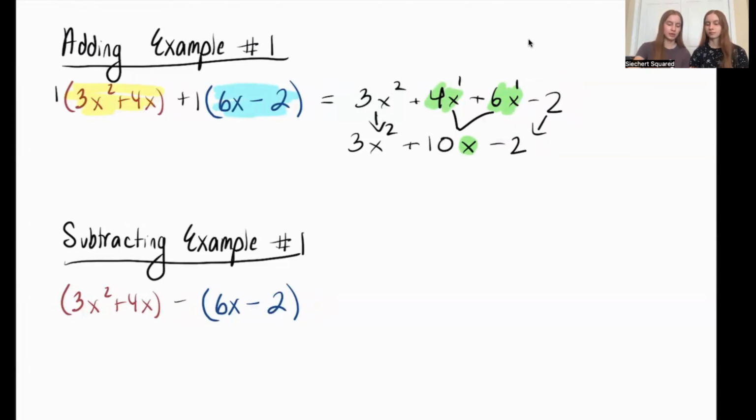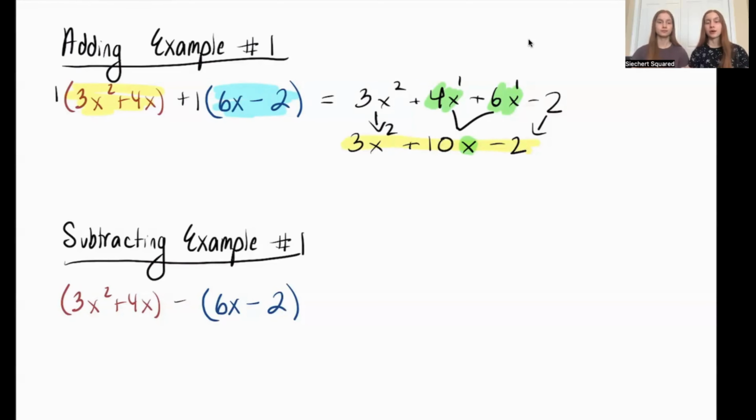And in this case, we're making sure to write our answer in what we call standard form. That's when you have your biggest exponent first, and then you keep going with the smaller exponents to follow. So the far left term, that's something x squared. Then we have something just x to the first, and then we have no variables. And so that would be our final finished answer for that first problem.